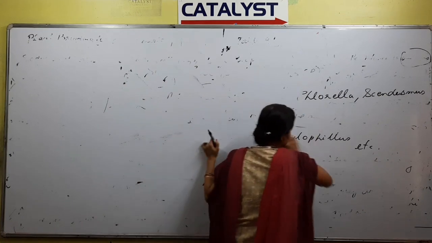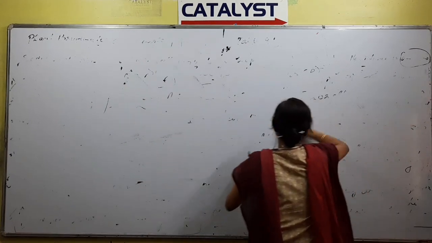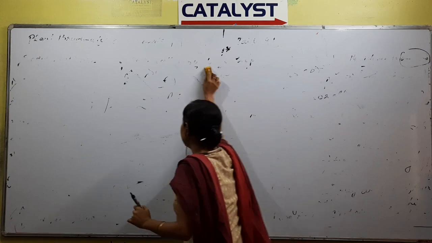So that was single cell protein. Now the next topic is green manure.